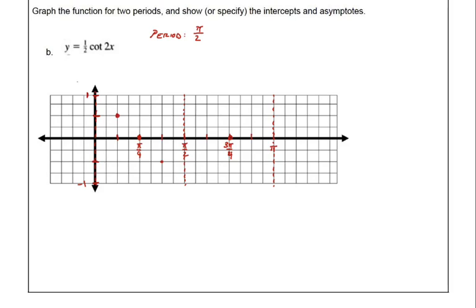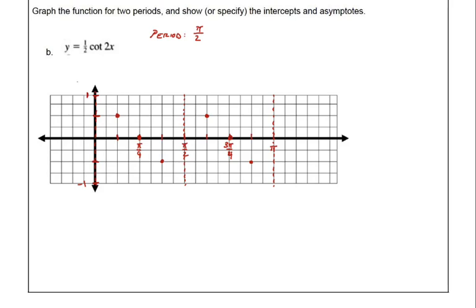In that first period, in the middle of the period is where cotangent is going to cross the x-axis, so at pi/4. To the left and to the right of that, you're typically going to have a value of 1 and -1, but because of that 1/2, it's going to have a y value of 1/2 and -1/2. So the same shape will occur in that second period.